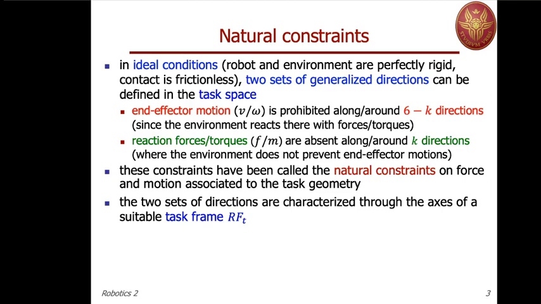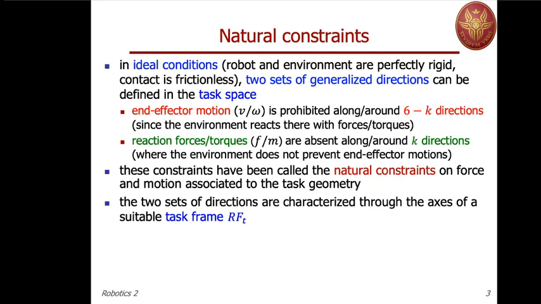So there are 6 minus k directions along which we cannot have any motion. So not a linear motion with a velocity v, nor an angular motion with an angular velocity omega. Why can we not move in that direction? Because the environment will react there, building reaction forces or torques at the contact, so that the end effector cannot move in that set of directions.